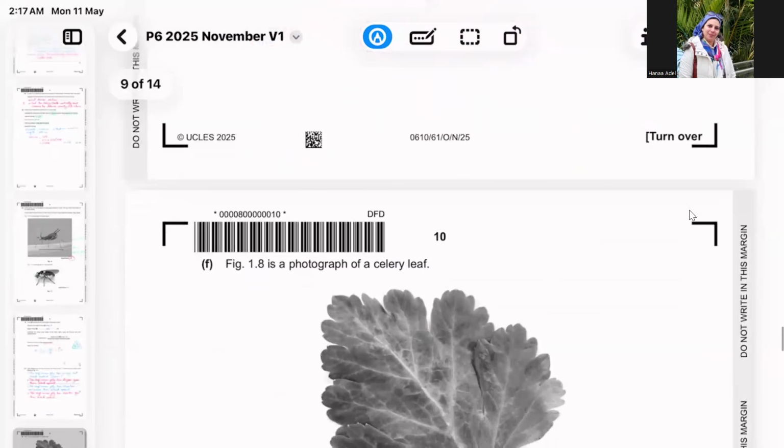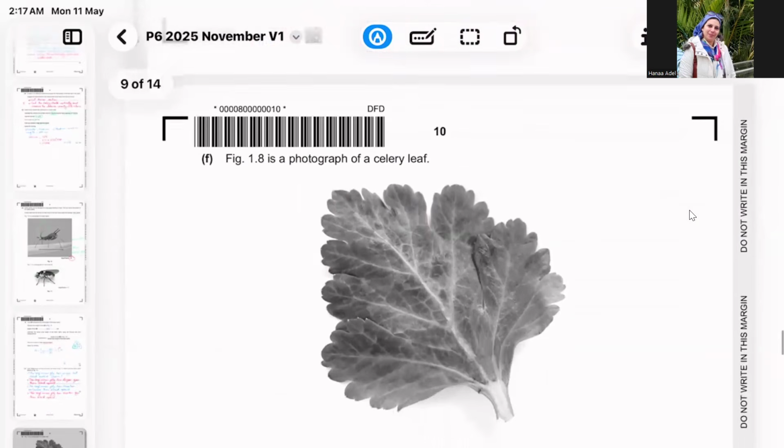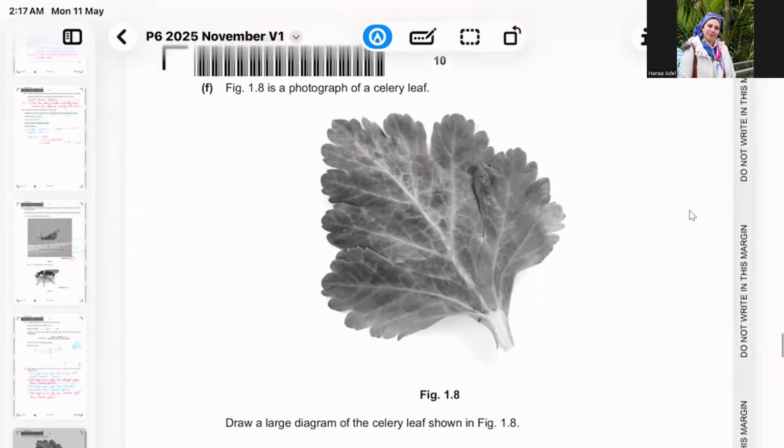Question F, figure 1.8 is a photograph of celery leaf. Draw a large diagram of the celery leaf shown in the figure. You have to put in consideration some details about this leaf. So I needed it just large in size. So what are the details that need to be put in consideration?